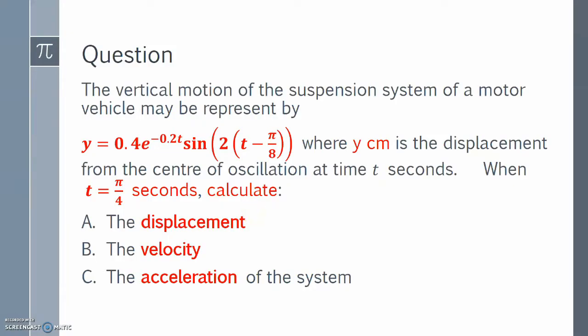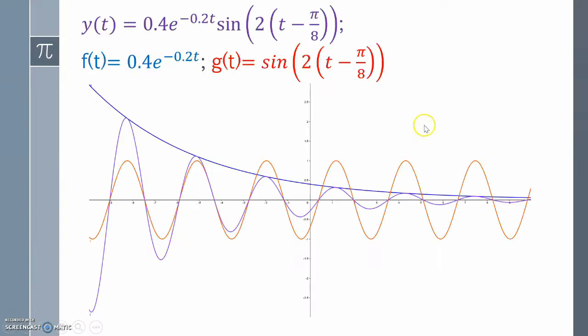So the question says, the vertical motion of the suspension system of a motor vehicle may be represented by this function, where y centimeters is the displacement from the center of oscillation at time t seconds. When t equals pi over 4 seconds, calculate the displacement, the velocity, and the acceleration. So you can see we've highlighted the key information in red.